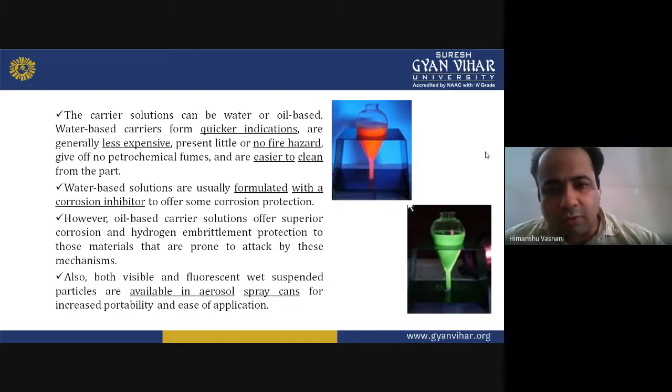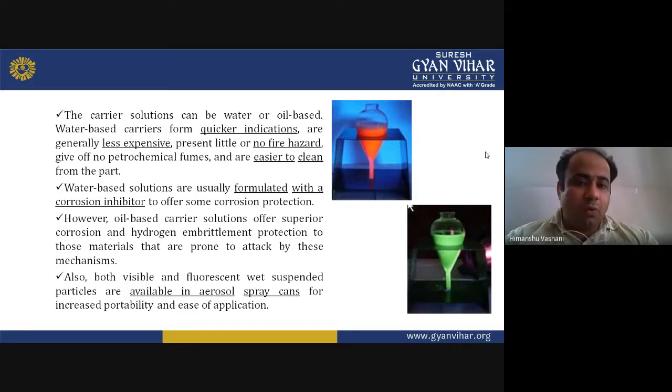Oil based carrier solutions offer superior corrosion and hydrogen embrittlement protection to those materials that are prone to attack by these mechanisms. Also, both visible and fluorescent wet suspended particles are available in aerosol spray cans, which has led to increased portability and ease of application.